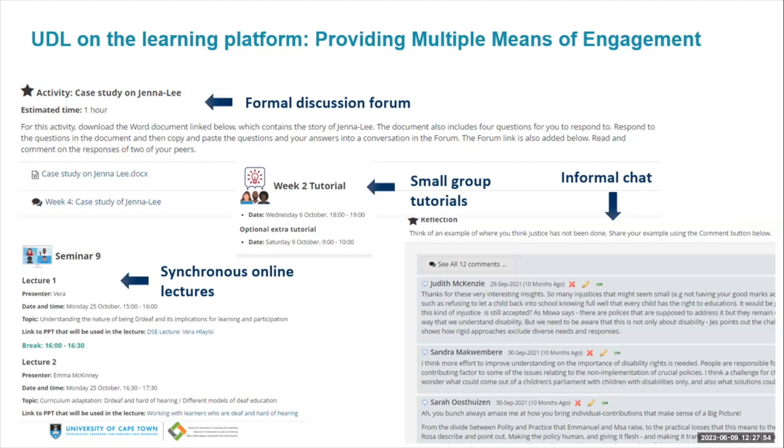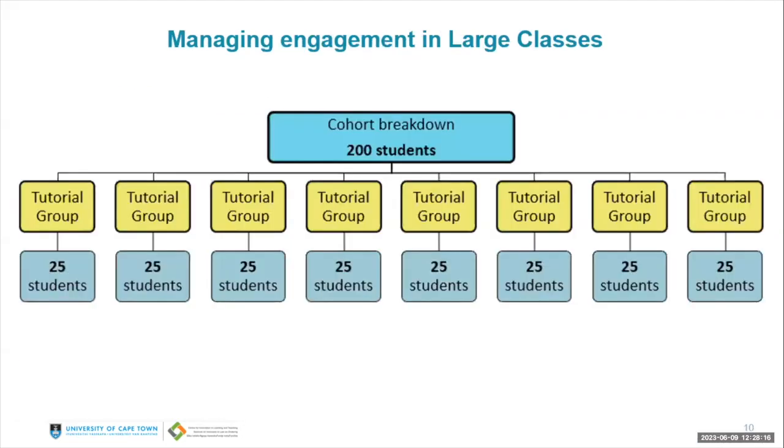And then one thing I think you may wonder is, in terms of formal discussion forums, how do you moderate or how do you go about answering everyone's posts and replying? And one way in which we did that was by breaking up our cohort into smaller tutorial groups. And Kofi will take us through how that process worked. Thank you, Kristin. In summary, the high number of 200 students were broken down into smaller tutorial groups.